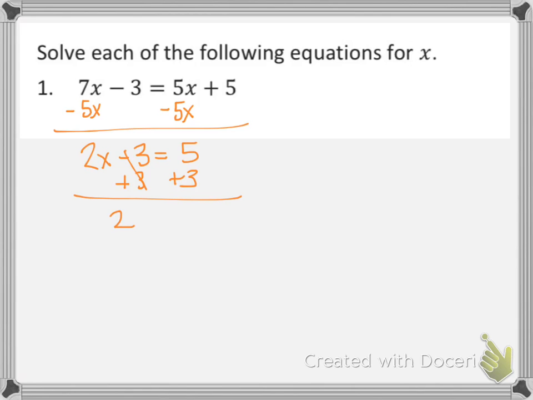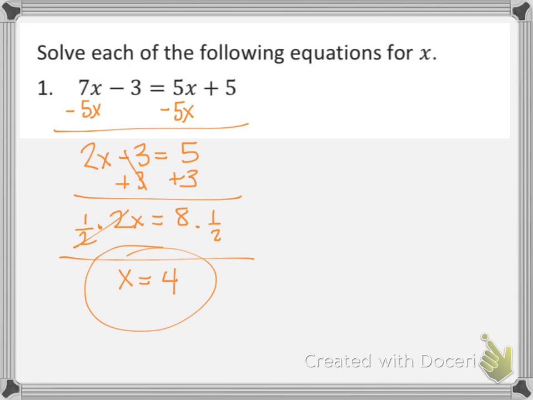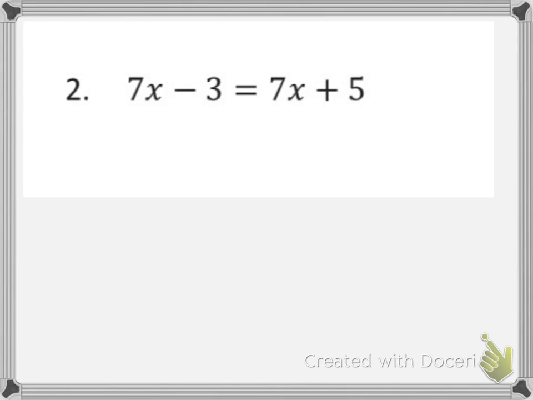That gives me 2x equals 8, and then multiply by the reciprocal, balance the equation, and we get x equals 8 divided by 2, which is 4. So for the first equation, we have x equals 4. One solution. Number 2. Same thing.